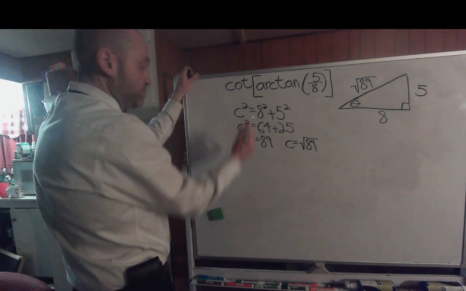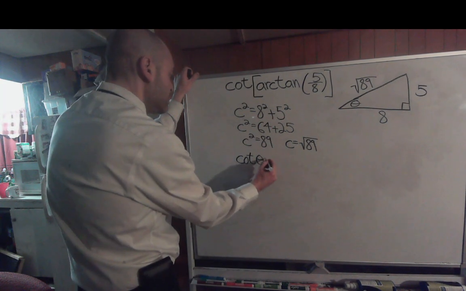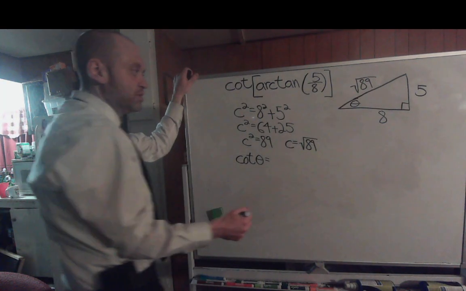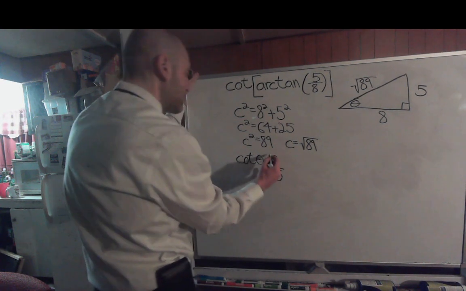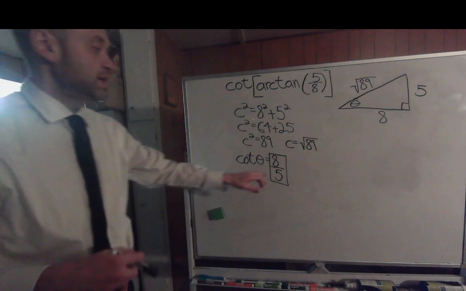Alright, which this would just turn into the cotangent of theta, which, as it turns out, we really didn't need to find the length of the hypotenuse. The cotangent would just turn into 8/5. So the answer you should get for this would just end up being 8/5.